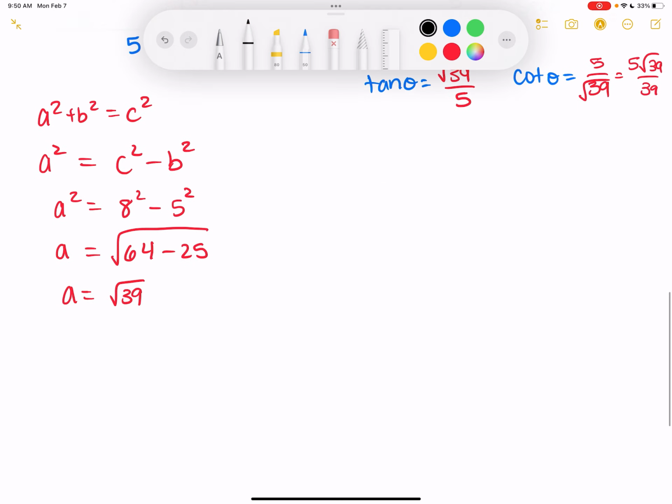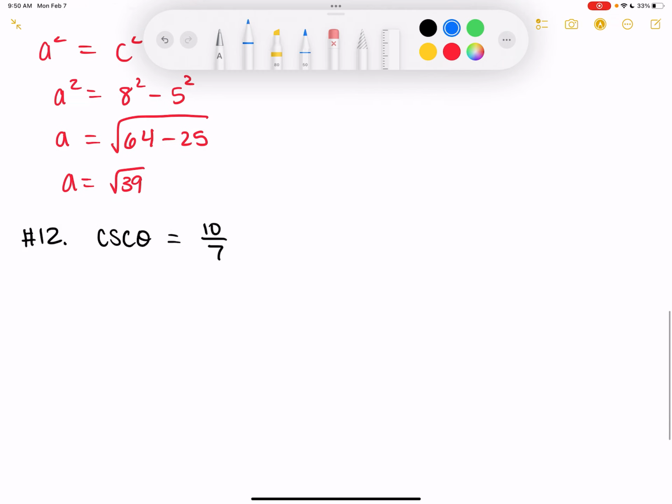12. So 12 is the cosecant of theta is equal to 10 over 7. So set it up.